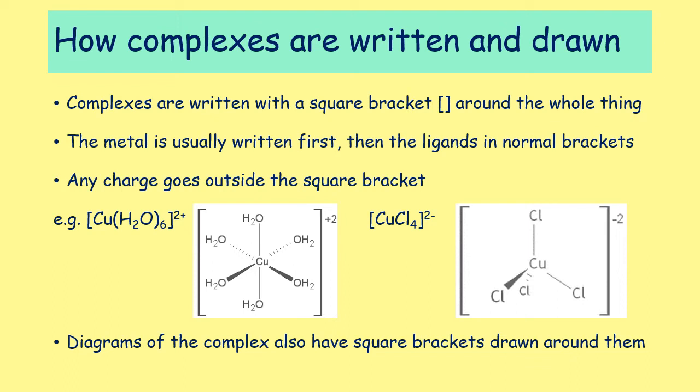If you have a ligand that has multiple atoms in it, like water or ammonia, to represent if there's more than one of those, it gets put in brackets. So you can see in that first example, copper with 6 waters, the water is put in brackets so that we can put the number 6 after it. Whereas chloride in the second example, there are no brackets around the chloride because that 4 is just telling us that there are 4 chlorides. So you've got to be careful of when to use brackets and when you don't need to use brackets.